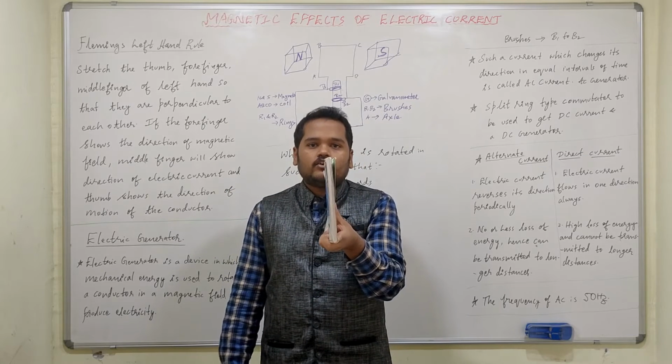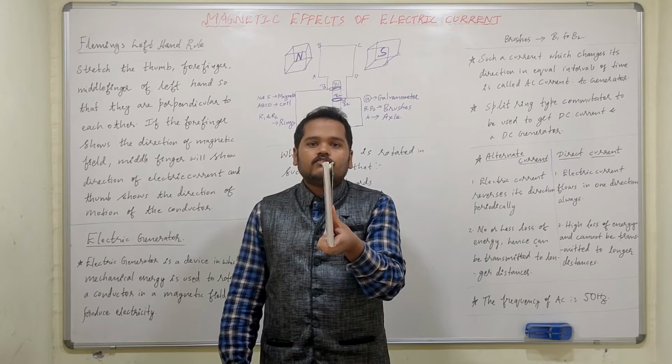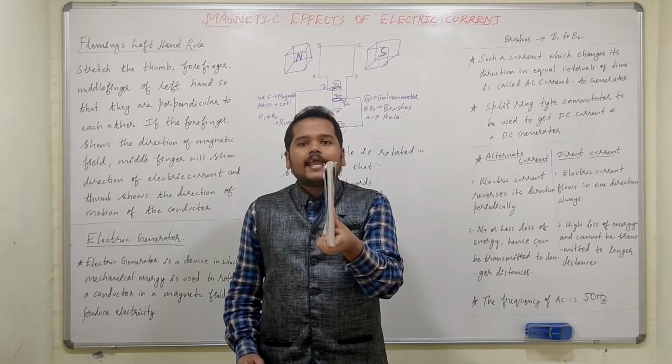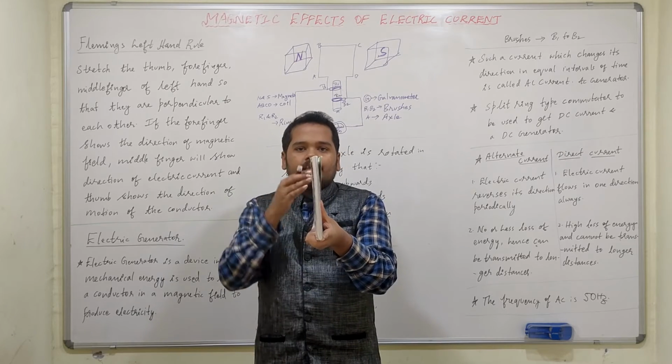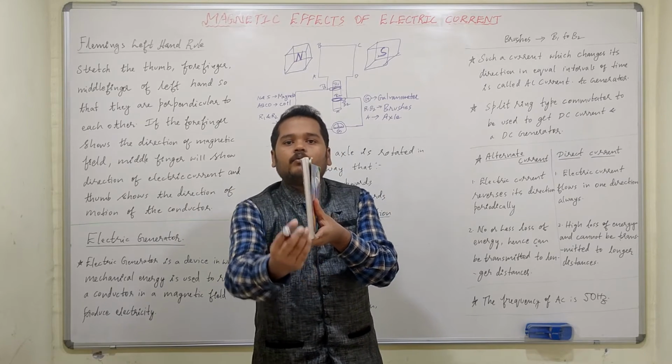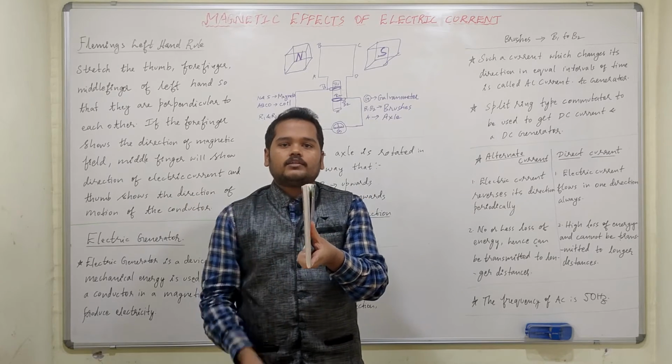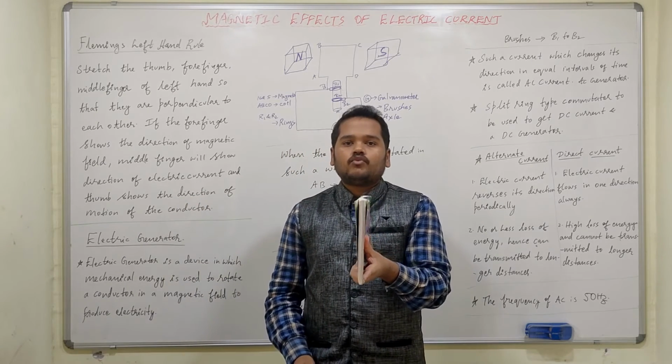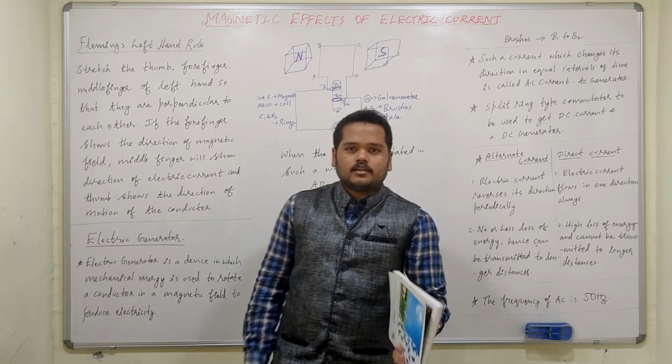During this half of the rotation, the current will flow from the coil ABCD to brush B to B1. So this is the direction of flow of electric current. Let us see.